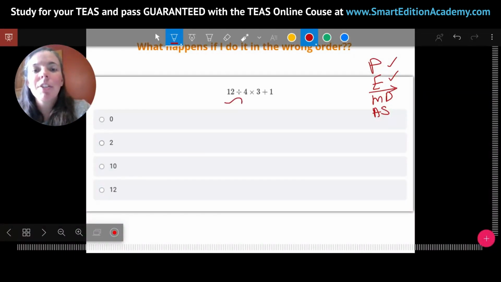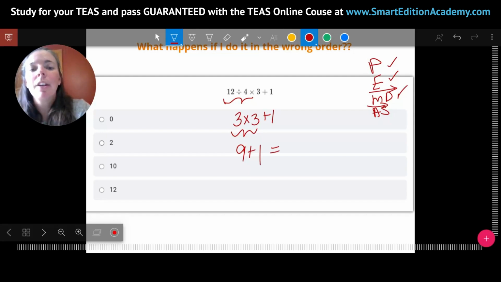So I see division first. I have to do 12 divided by 4, which is 3. And then I have 3 times 3, which is 9. Done with multiplication and division, and then I'm just doing addition and subtraction, which just leaves me with 9 plus 1, which is 10. So my solution, the correct solution, is 10.